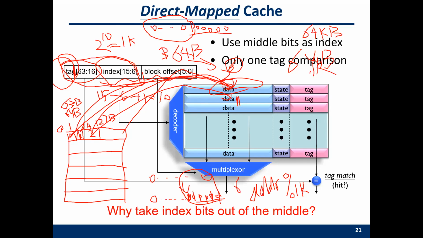For direct mapped cache, for example, this is your third block. When you try to find the third block in this cache, you just fetch its index and then go to the corresponding block in the cache. For the third block here, the corresponding one is of course the third one. You compare the tag. If they are the same, you get a hit.